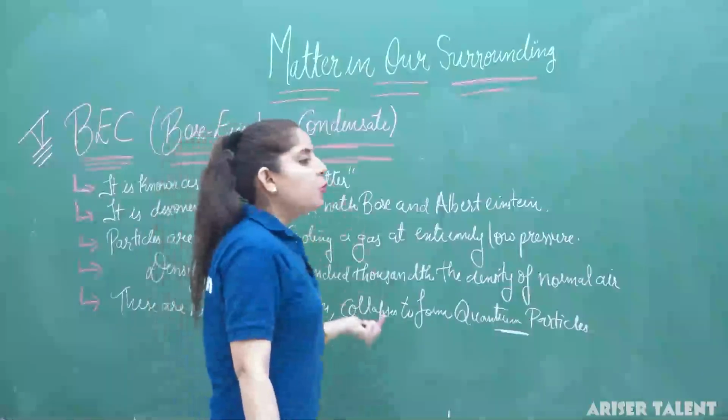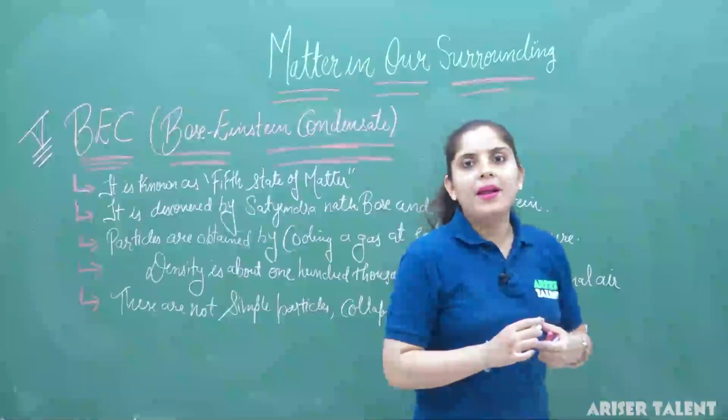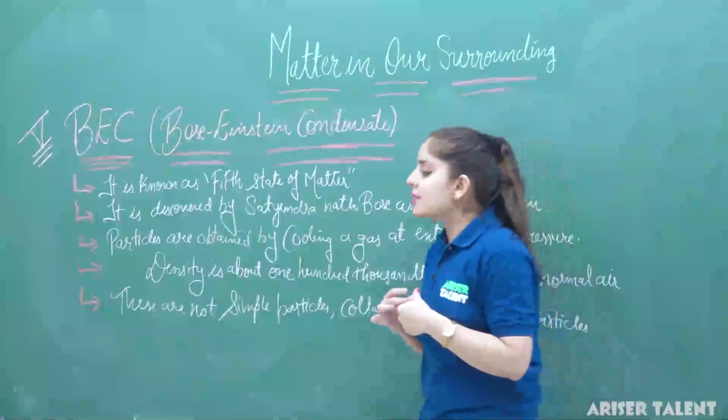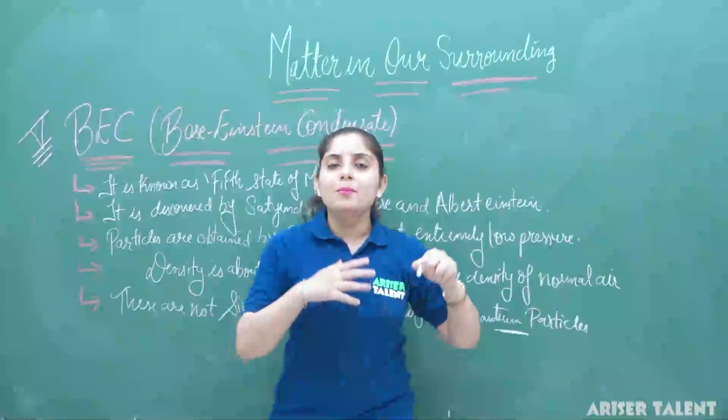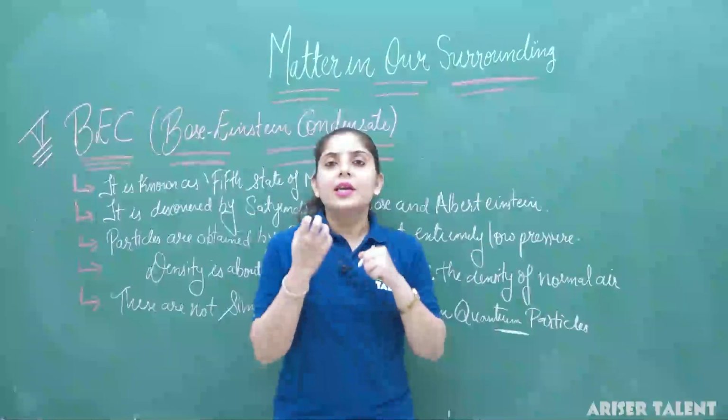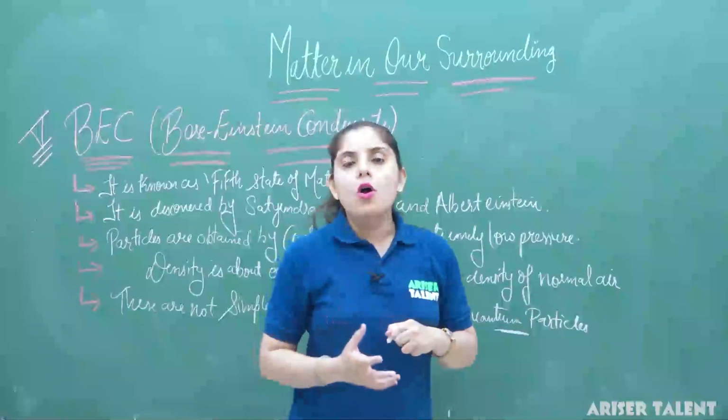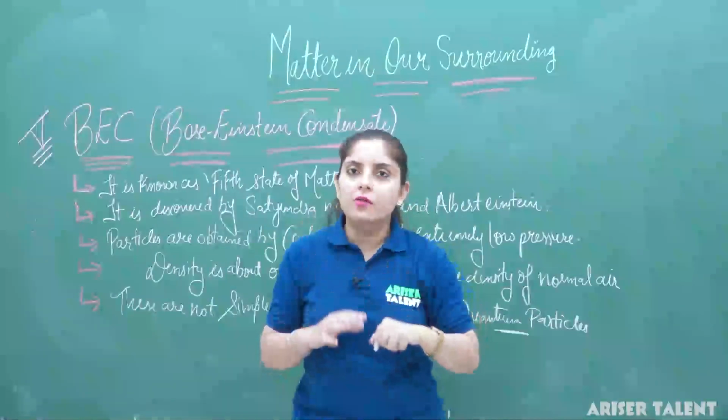And due to the invention of this fifth state of matter, Albert Einstein and Satyendranath Bose achieved a Nobel Prize, because they are the persons who gave a significant idea or approximate idea about the fifth state of matter we have.